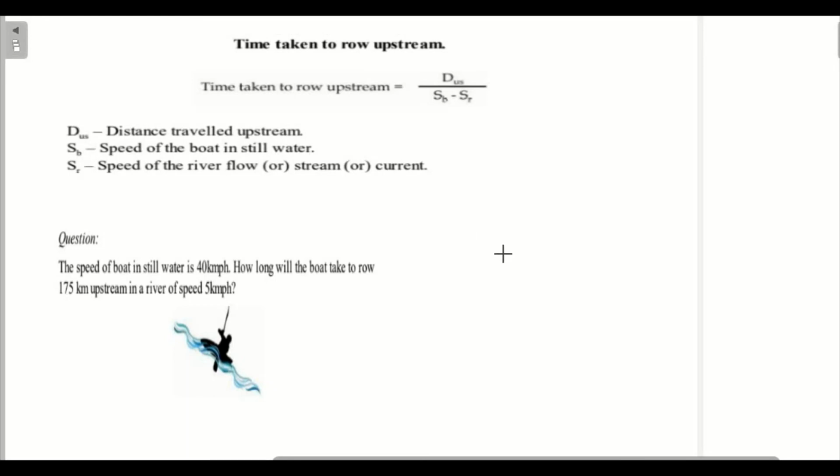So we'll go for the next sum in the upstream. If we are moving upstream, the force will be high. When we are going down, the force will be low. So when we are going up, we have to subtract. While we are going down, we have to add. Okay, as I said earlier, we have the same formula. So distance D is equal to 175 kilometers. Then speed of boat in still water is 40 kilometers.